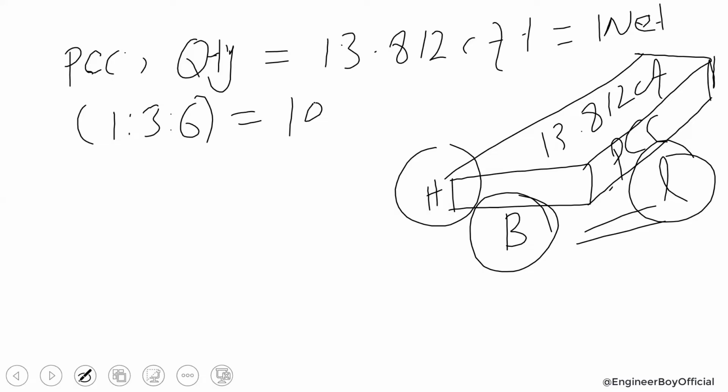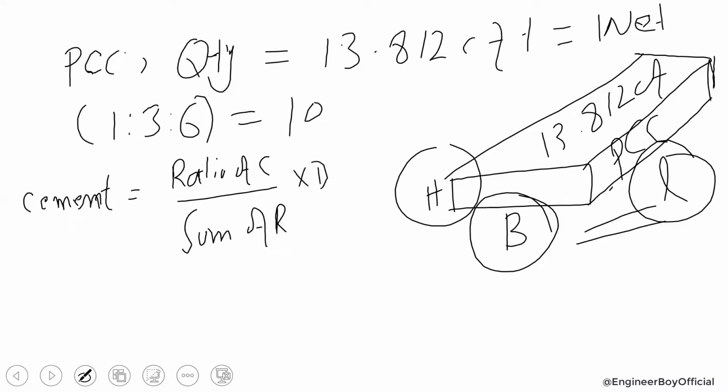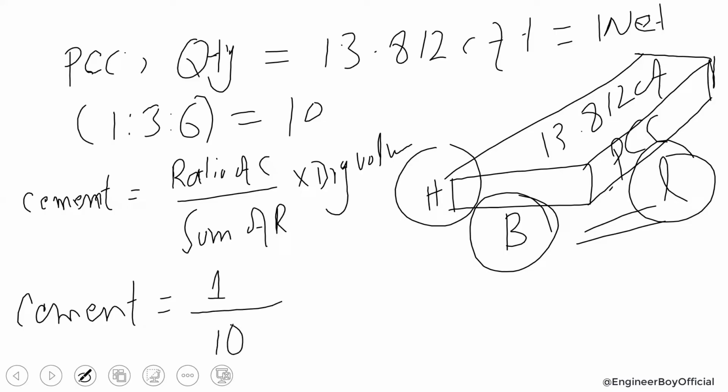In order to determine the quantity of cement, let's just calculate cement. Remember the same formula: the ratio of cement divided by the sum of ratio, and we multiply this with dry volume. So the cement should be now the ratio of cement, which is actually 1, divided by the sum of ratio, that is 10, and we will multiply this with dry volume. Now, what's dry volume? Dry volume is actually the wet volume, which is 13.81, and we will multiply this with 1.54.